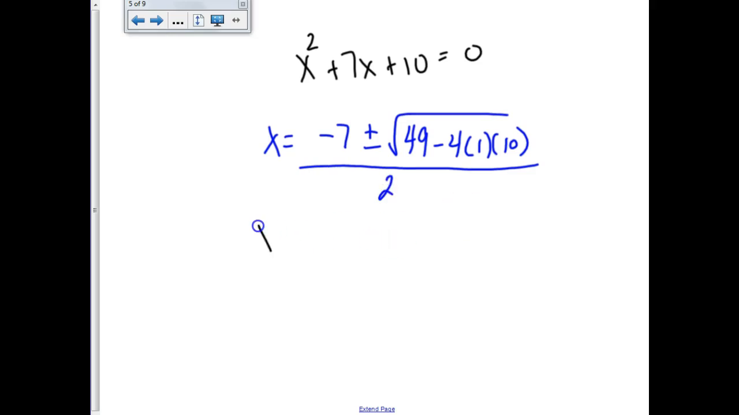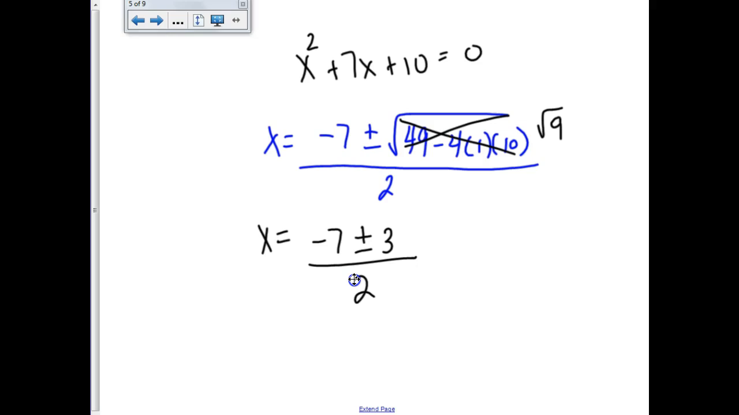Now watch what happens when you simplify this discriminant. 49, this will be a minus 40. This discriminant comes out to the square root of 9. So what is the square root of 9? It's 3. So your problem simplifies down to negative 7 plus and minus 3, all of that being divided by 2. Notice, I no longer have any sort of radical stuck in my answer.